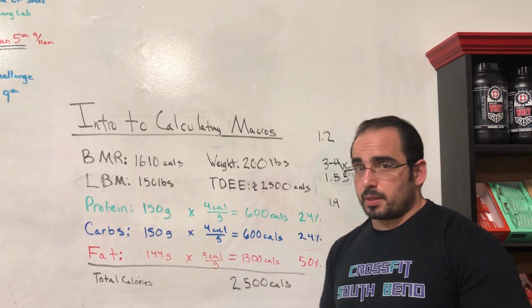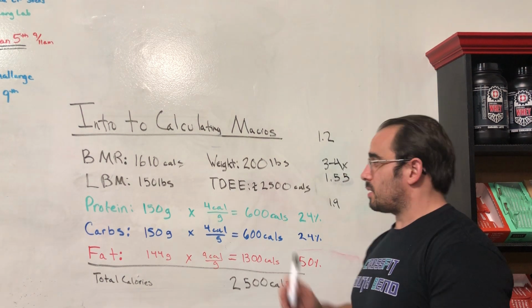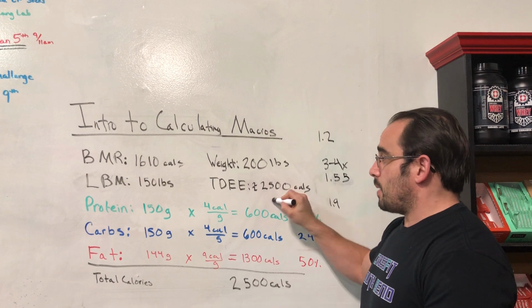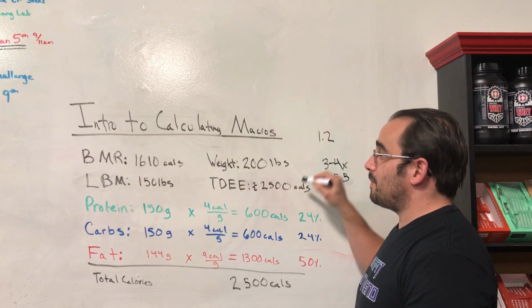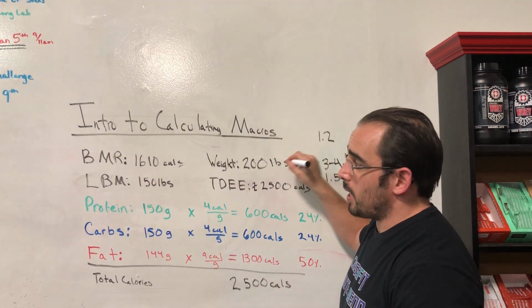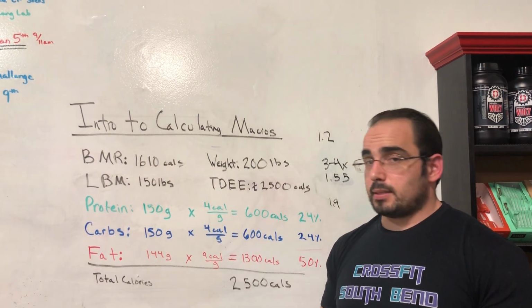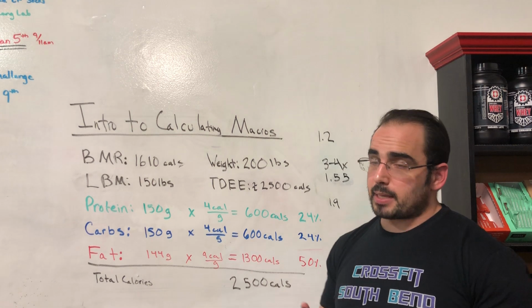So for this particular person, the total daily energy expenditure is going to be 2,500 calories a day. This is how many calories this person is going to need to maintain this current weight and this amount of muscle. This isn't talking about weight loss. This isn't talking about fat loss. It isn't talking about mass gain. It's just talking about maintaining.